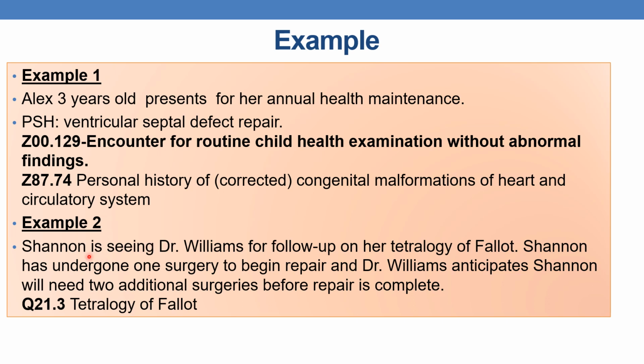Coming to the second example, Shannon is seeing Dr. Williams for follow-up of her tetralogy of Fallot. Shannon has undergone one surgery to begin repair, and Dr. Williams anticipates Shannon will need 2 additional surgeries before repair is complete. Here, repair has been started, but still the congenital anomaly is not completely treated. In this case, you need to code the congenital anomaly only. So the appropriate code would be Q21.3, tetralogy of Fallot.